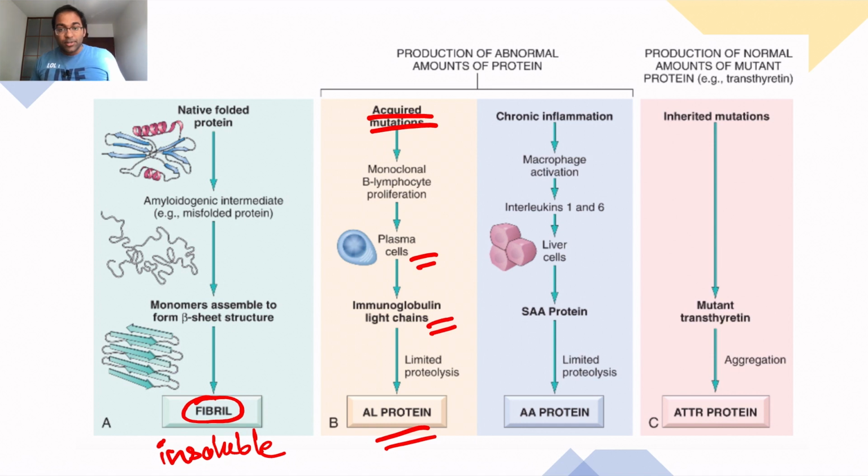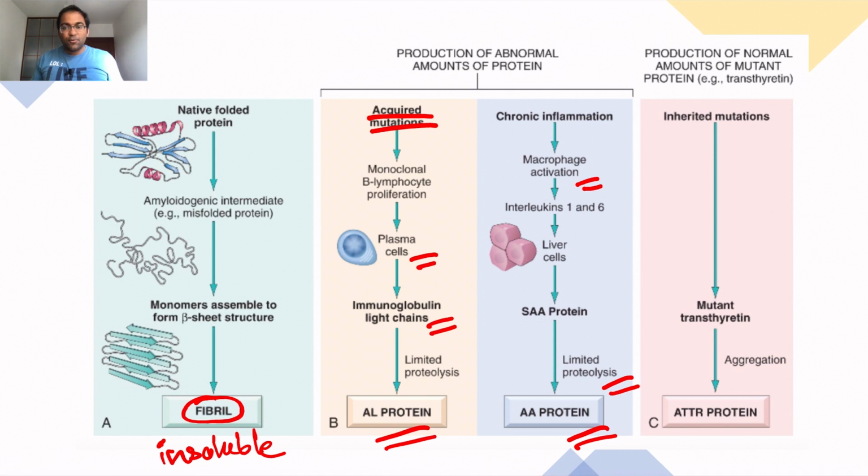Now the next type is chronic inflammation. You have, let's say, SAA protein, which is the acute phase reactant, and because of chronic inflammation, the macrophages are activated. The macrophages secrete interleukin 1 and interleukin 6, and then in the liver we have production of SAA protein in large amounts, and because of limited proteolysis by the proteasomes, it undergoes formation of amyloid, and the protein is AA protein. So I hope you understood this point.